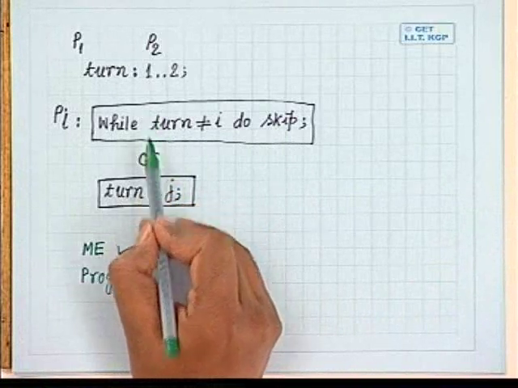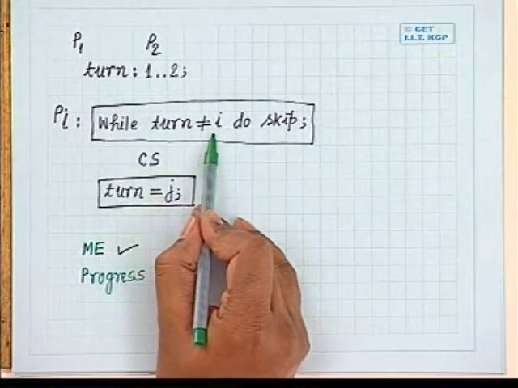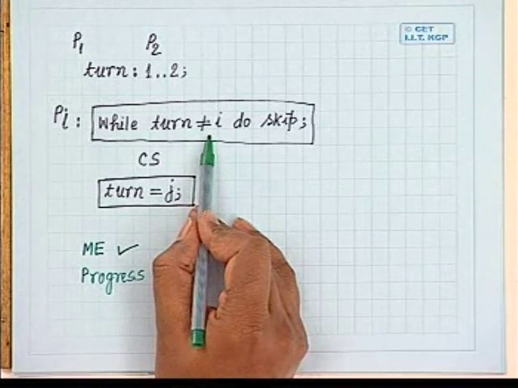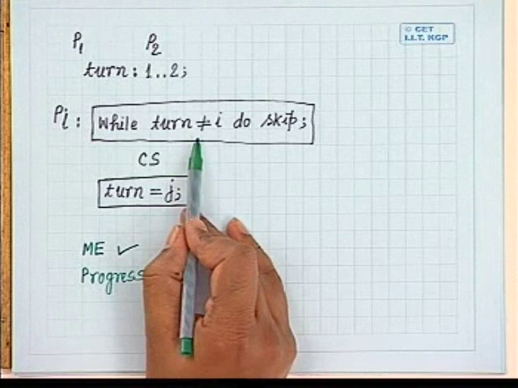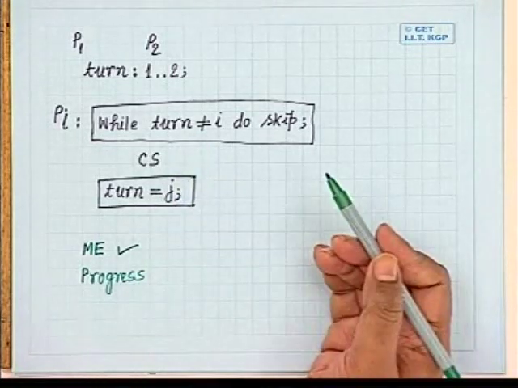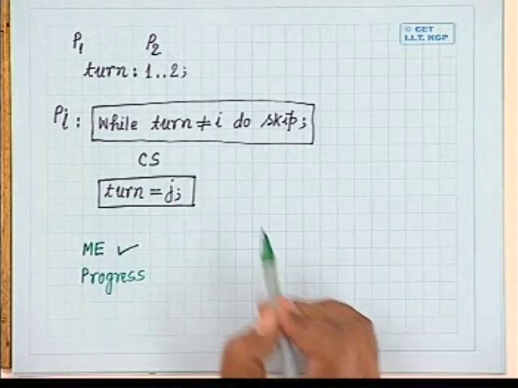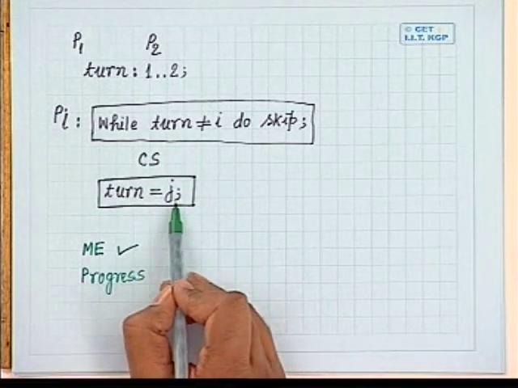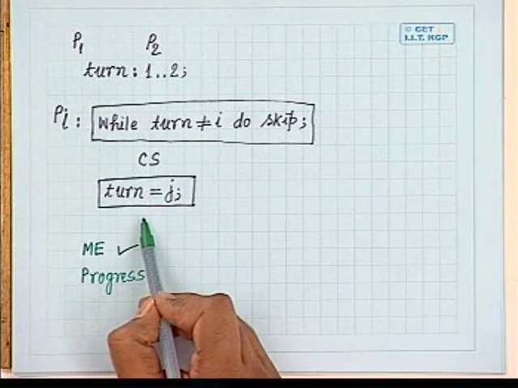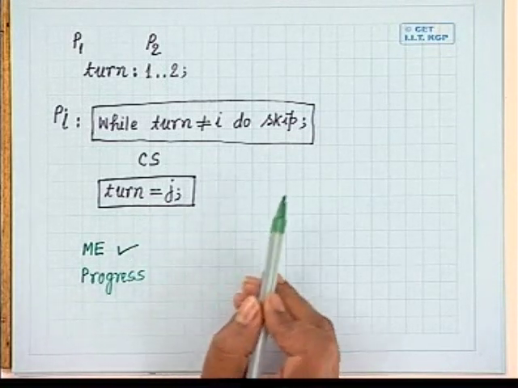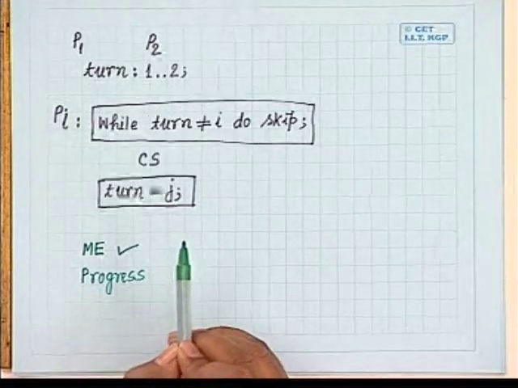But P2 does not want to enter the critical section. So again, P1 will enter this entry section. In the entry section, it will find that turn is equal to 2. So P1 cannot enter the critical section. Okay. So indirectly, though process P2 does not want to enter the critical section, because the value of turn was set to 2 by process P1 in the exit section, process P2 is also taking part in making the decision of whether P1 can enter the critical section or not.